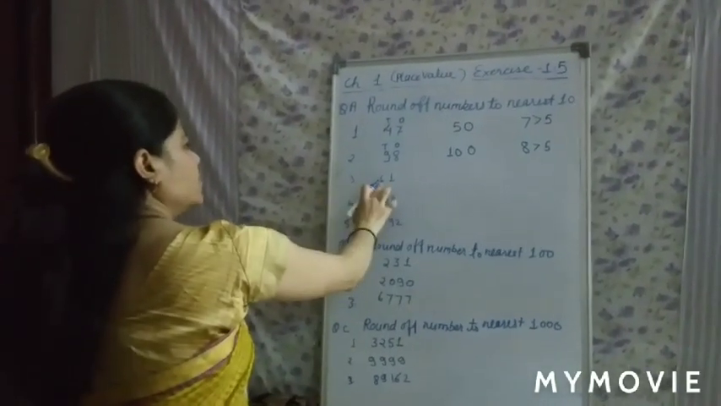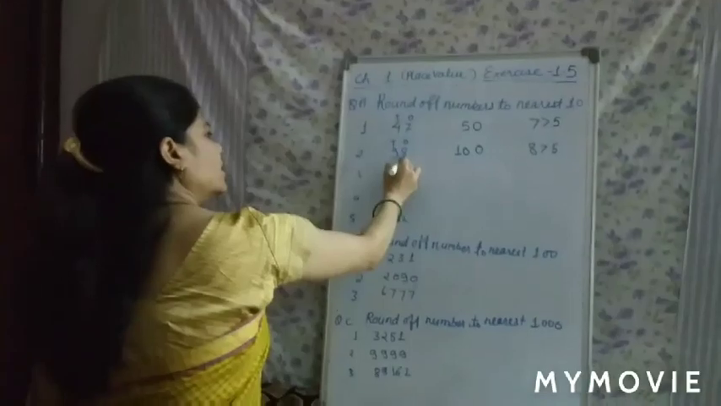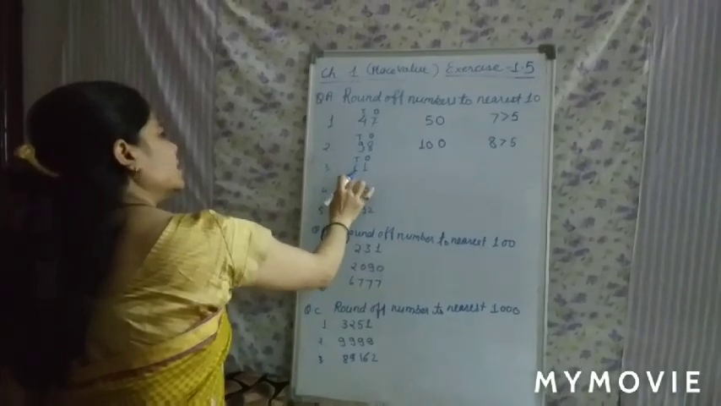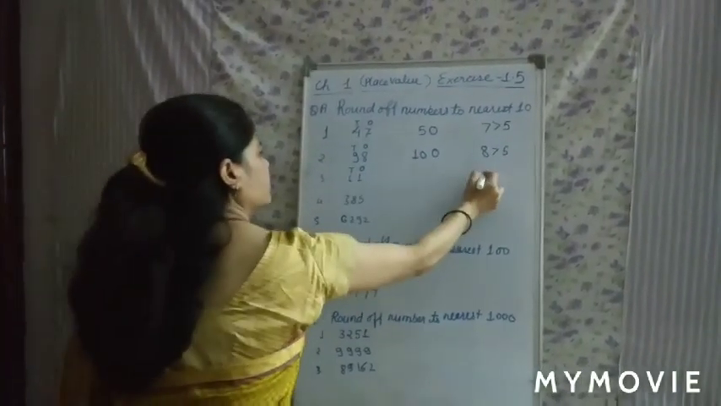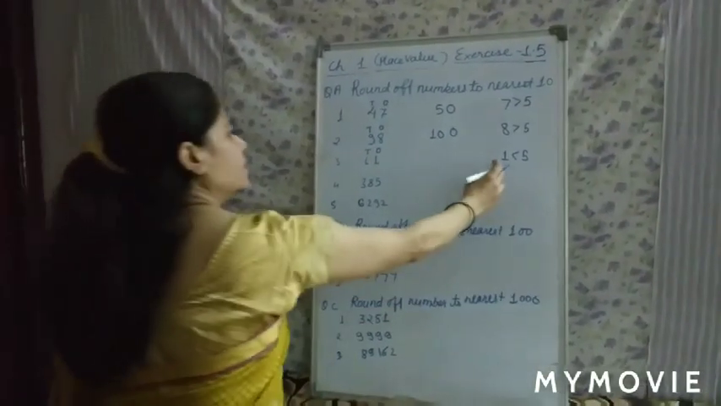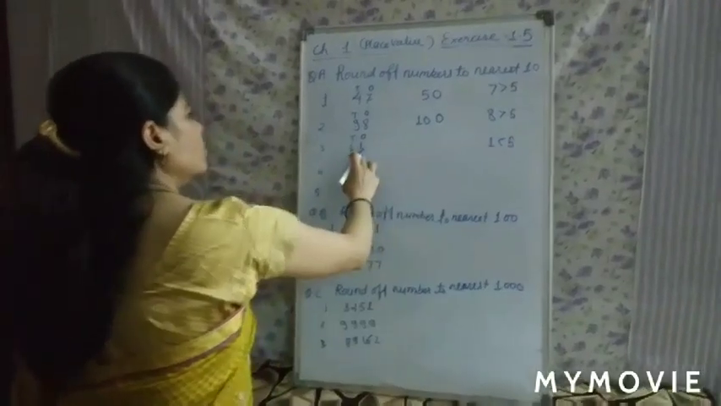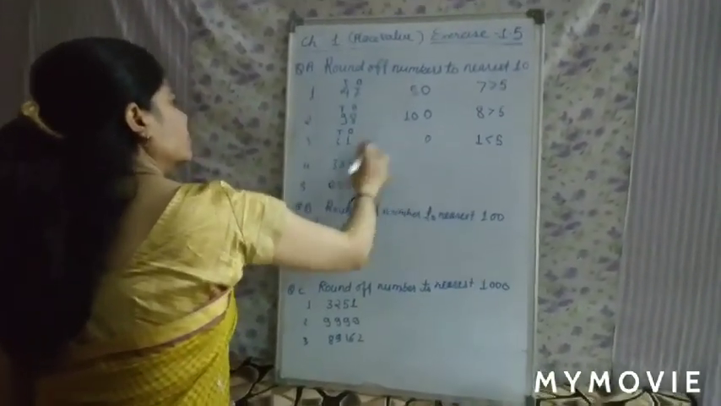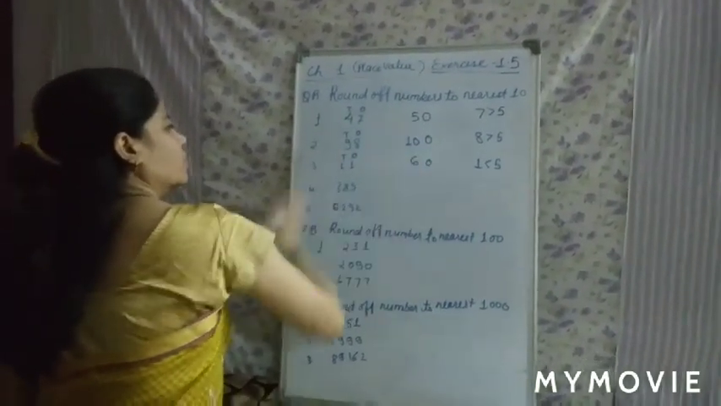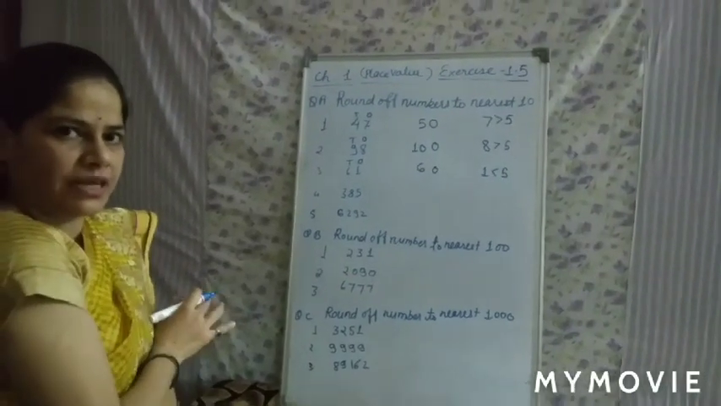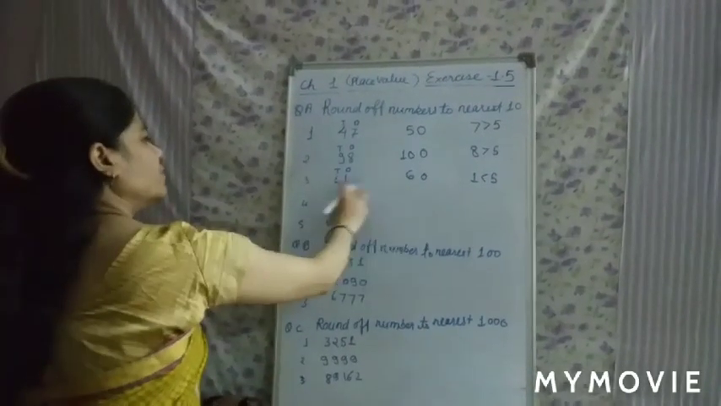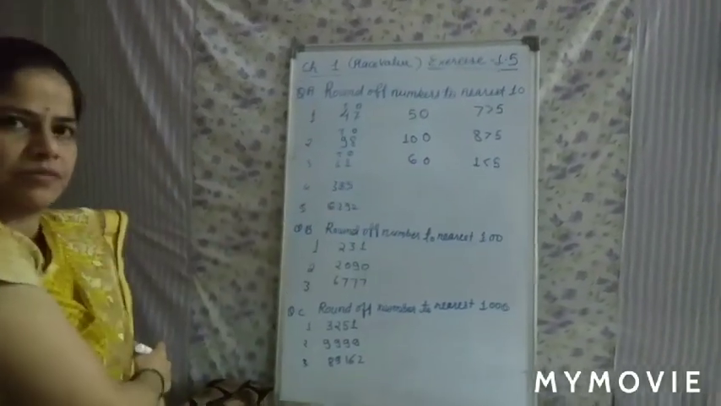Now next number is 61. See, here in the ones place is 1 and in the tens place is 6. Here 1 is less than 5. In each case you have to compare with 5. Since the digit is less than 5, you have to put 0 at the place of 1 and write the digit as it is on the tens place. No change will be there. So the answer will be 60. When you round off 61 to the nearest 10, you will get 60.